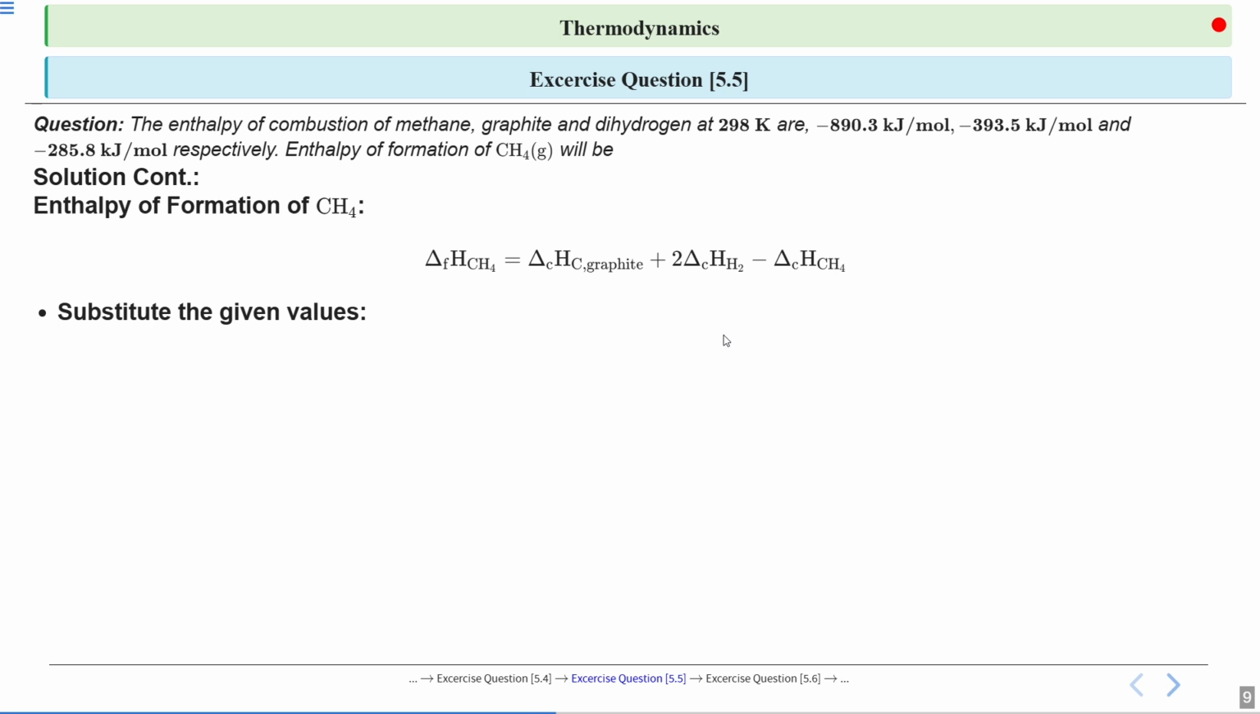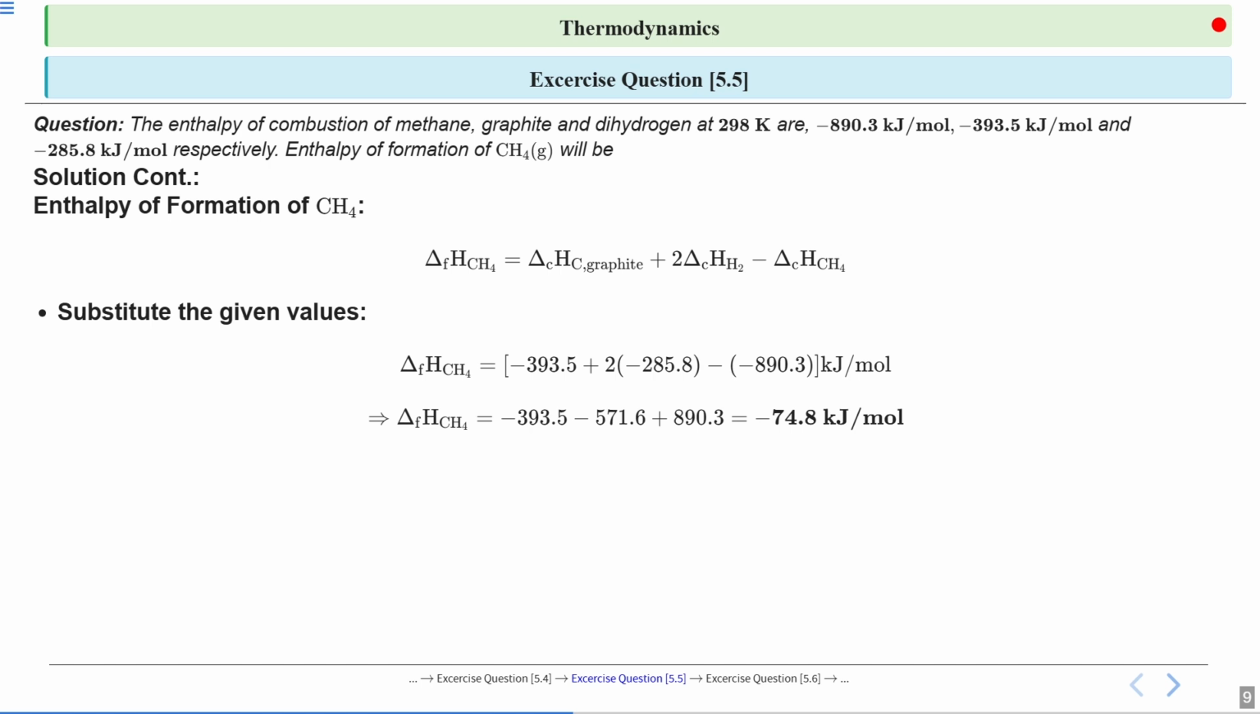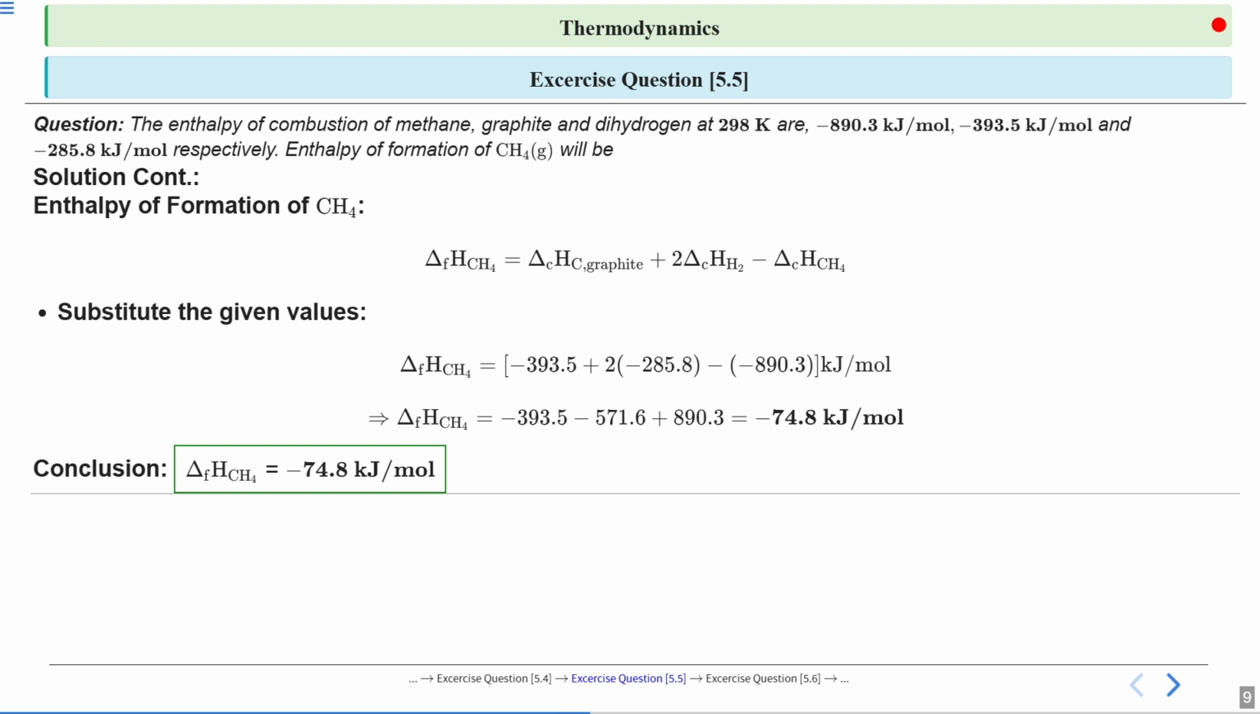If you substitute the values, you will get the final value for the formation of methane as minus 74.8 kilojoule per mole. So this is your final answer. Is it clear to all of you? It's very simple, although it may look complicated at first sight, but just try to solve it by yourself on your notebook.